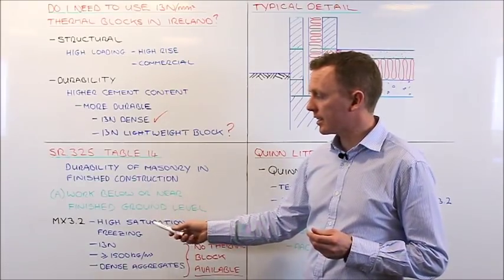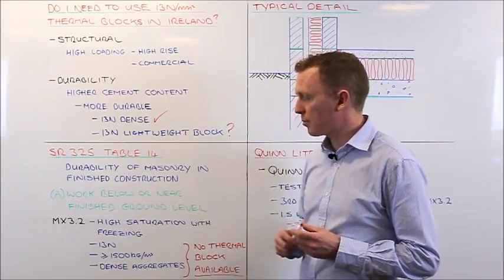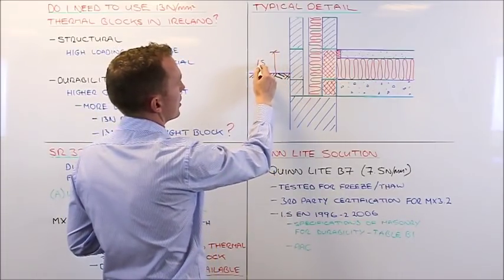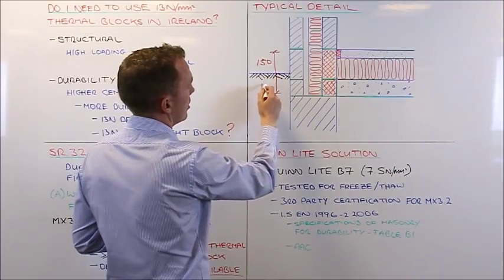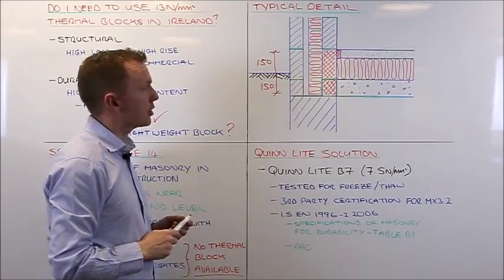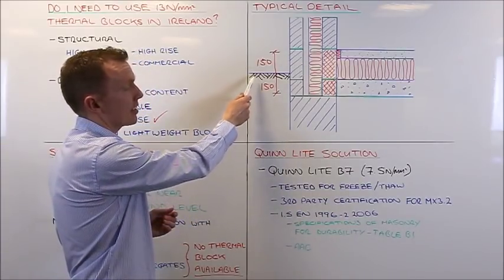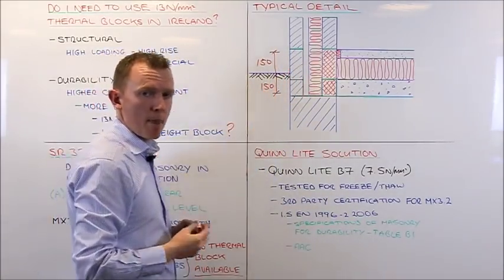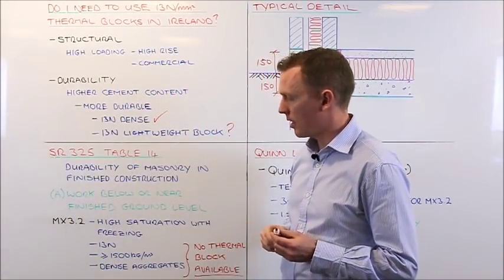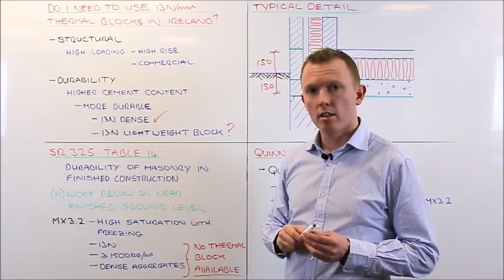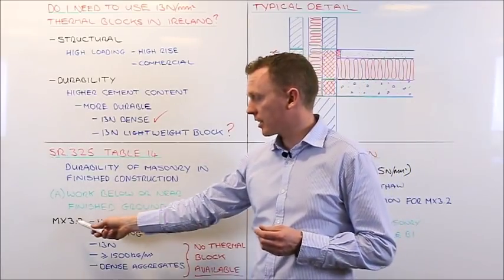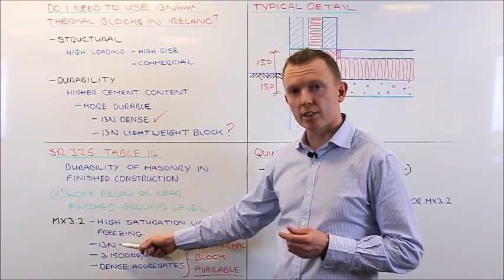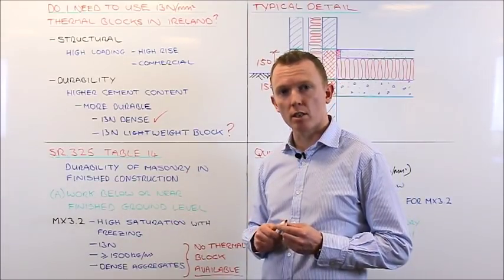Now the table defines MX 3.2 as being located in an area 150 millimeters above and 150 millimeters below finished external ground level. So we're looking at this zone here. So the table sets out the requirements for aggregate blocks to meet MX 3.2, and the three requirements are: the block needs to be 13 Newton in strength, and this is why we're seeing 13 Newton blocks in more specifications.